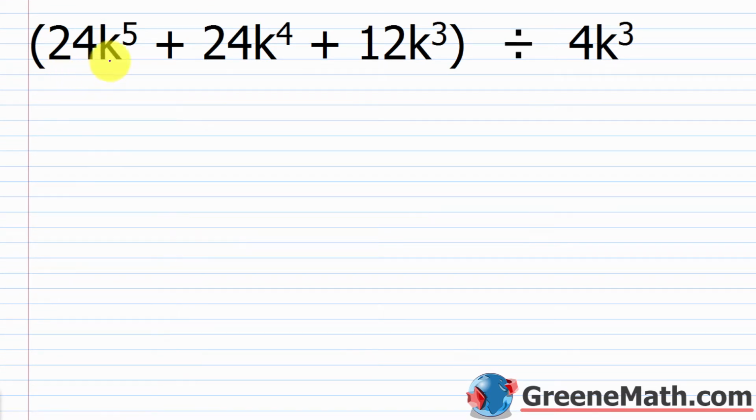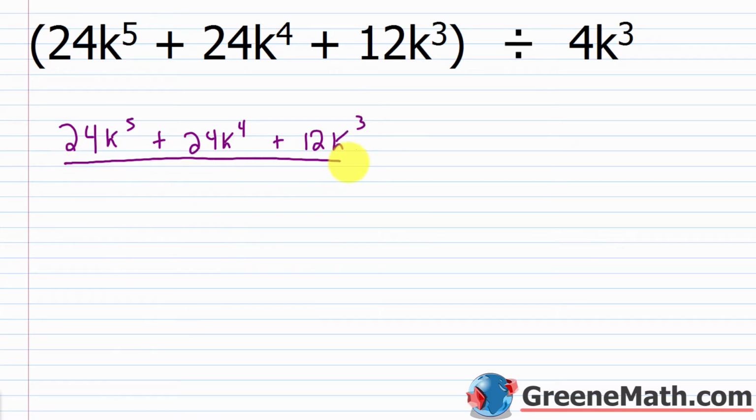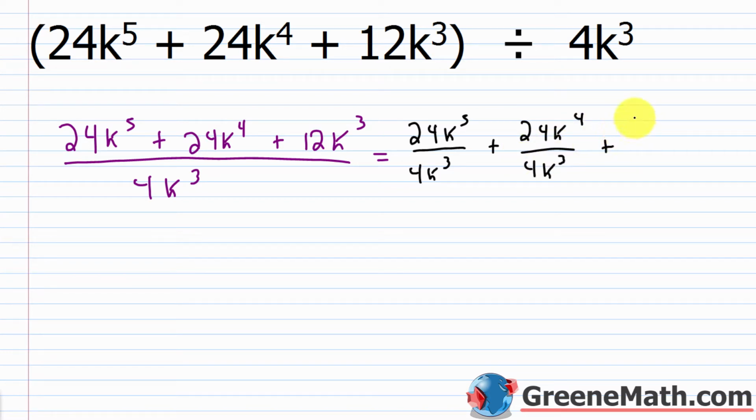So let's say we have 24k to the fifth power plus 24k to the fourth power plus 12k cubed, and this is divided by 4k cubed. Again, the first thing I would do in this scenario is write this as a fraction. So my dividend goes in the numerator: 24k to the fifth power plus 24k to the fourth power plus 12k cubed. Then this is over 4k cubed. And then I'm going to split this up. So I have 24k to the fifth power over 4k cubed, plus 24k to the fourth power over 4k cubed, plus 12k cubed over 4k cubed. All right, so now what I want to do is just go through and simplify.